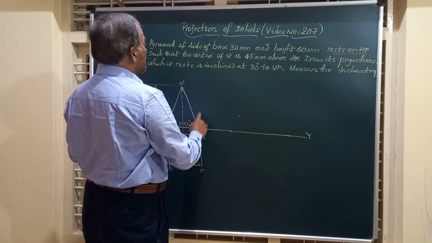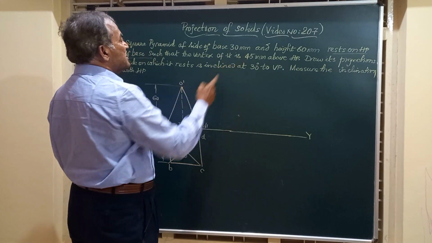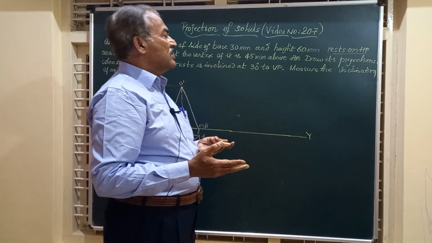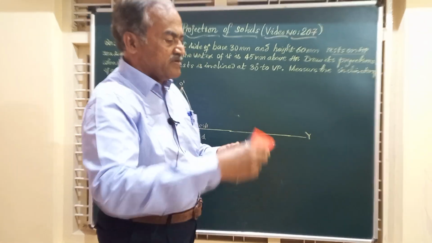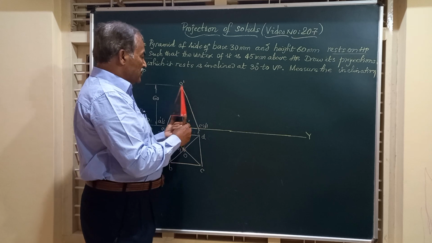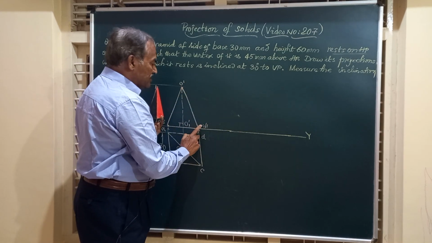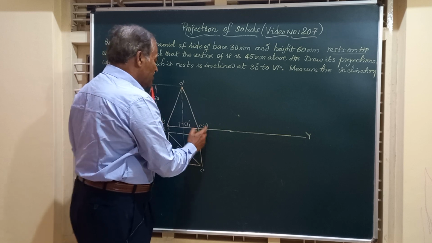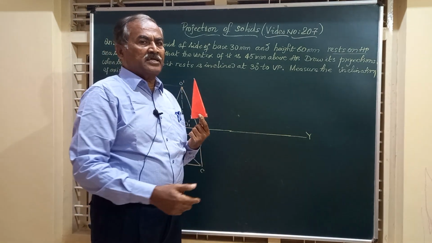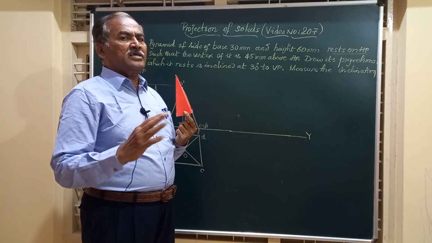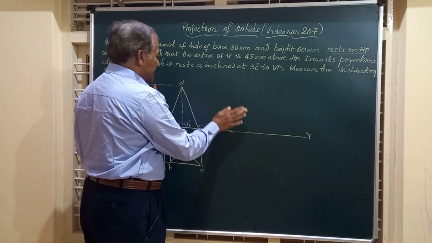Now friends, it says in the question it rests on one of the base edges such that the vertex of it is 45 millimeter above HP. What's the meaning of that, friends? This can be tilted to the right so that it stands or rests on C dash D dash, or it can be tilted to the left side, and it will rest on side A dash B dash. Generally, it's a practice while making a drawing to tilt this to the right side.